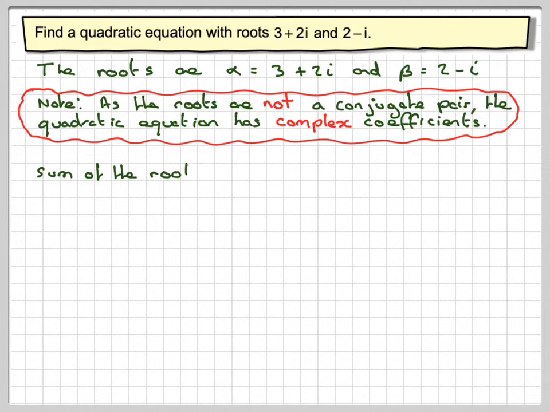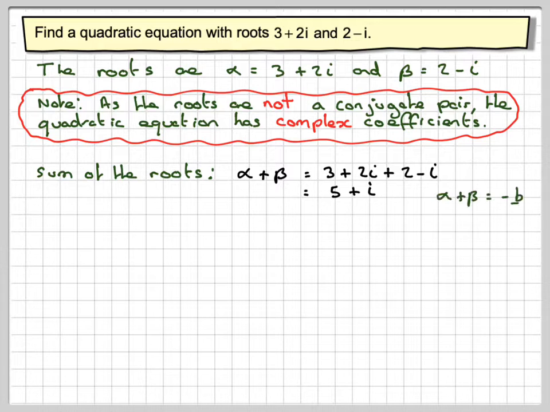So the sum of the roots is exactly the same as before. Alpha plus beta, we do 3 plus 2i plus 2 minus i. So 3 plus 2 is 5. And then 2i minus i gives me plus i. So that's alpha plus beta, which is minus b over a.